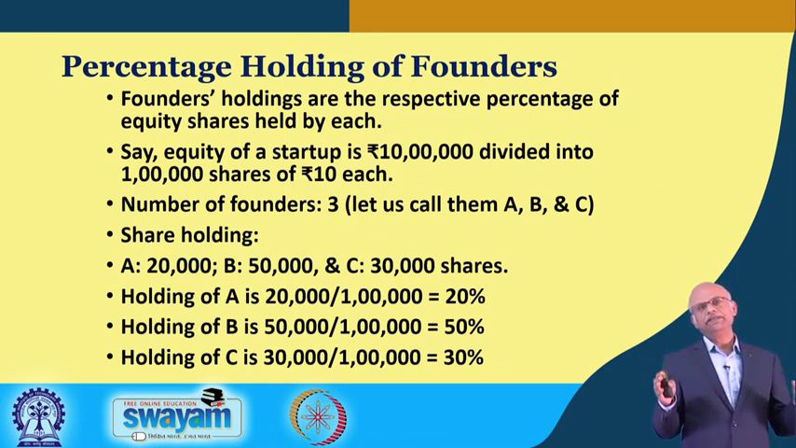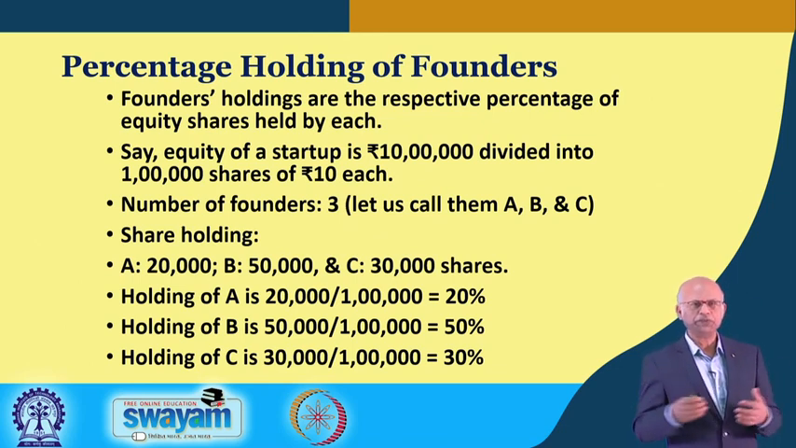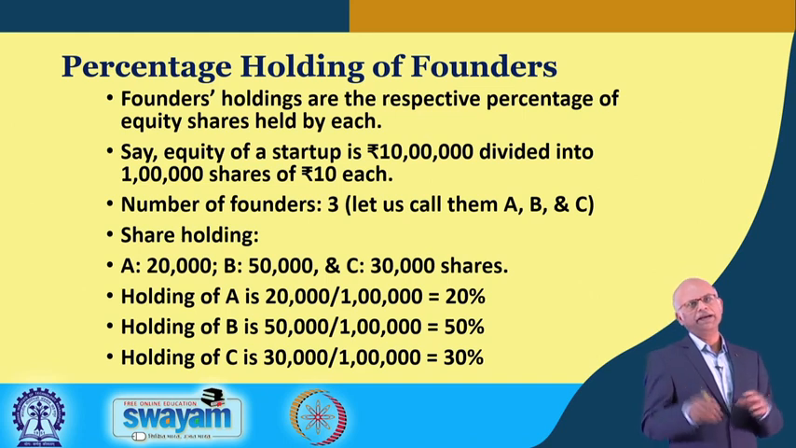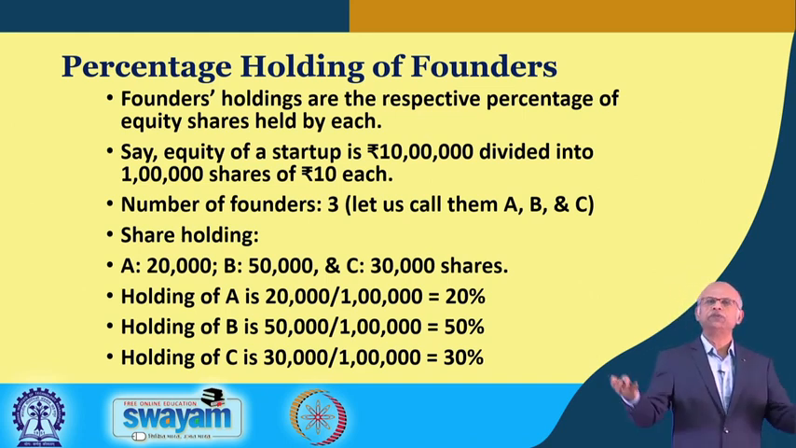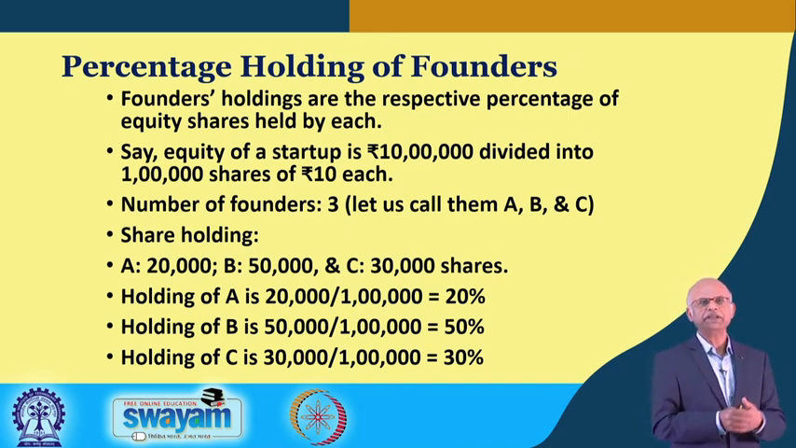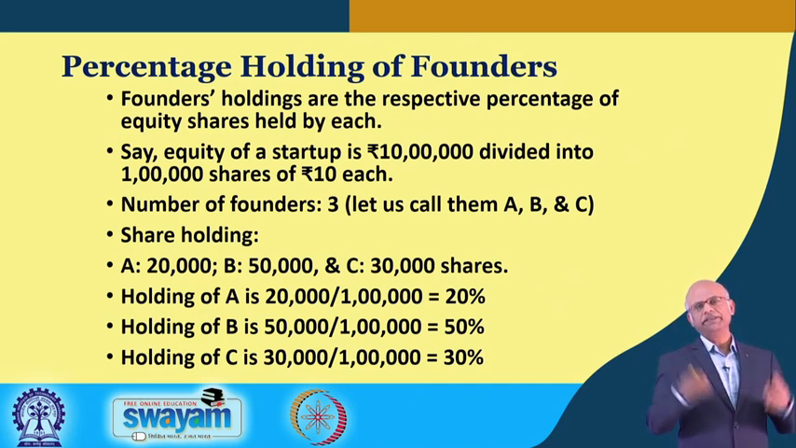Now, another confusion that the majority of new entrepreneurs have is percentage holding. Let us see, it is very intuitive and there is nothing big about it, but still, founders' holding. I gave an example of 10 lakh rupees. Suppose A, B, C are 3 guys, for lack of names. They start a company, they bring in, say, 10 lakh rupees. Say A brings in 2 lakh rupees, B brings in 5 lakh rupees, C brings in 3 lakh rupees.